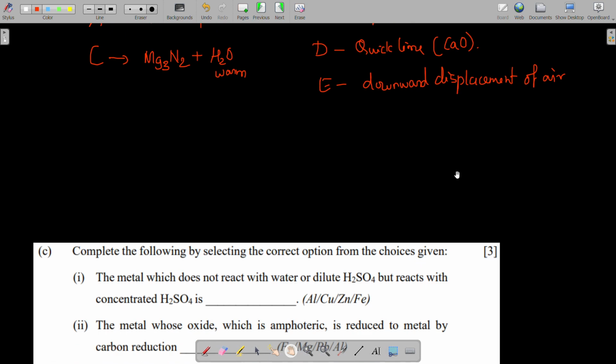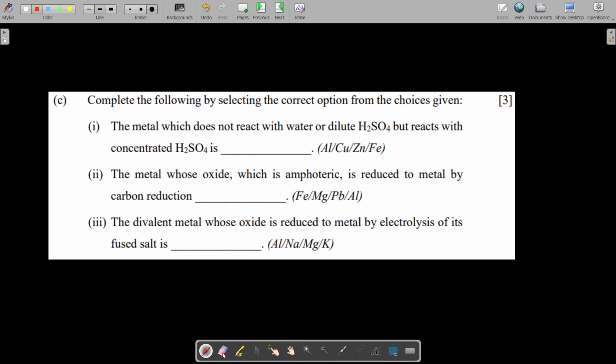Okay, there is one more here. Complete the following. The metal which does not react with water or dilute sulfuric acid but reacts with concentrated sulfuric acid should be copper. Because concentrated sulfuric acid is an oxidizing agent, it will oxidize copper to copper plus 2. Aluminium, zinc and iron are all active. Copper is below hydrogen in the reactivity series, hence it cannot displace hydrogen from acid or water.